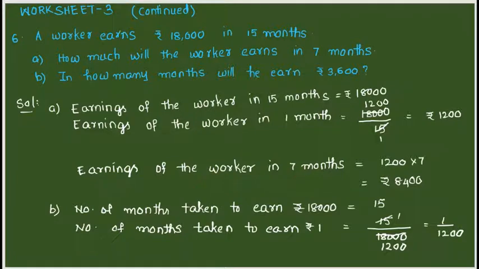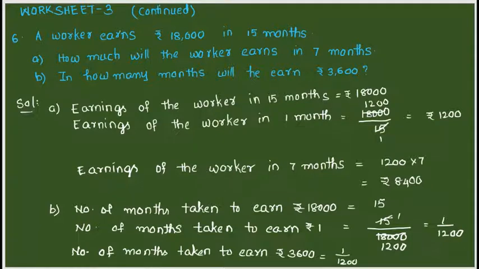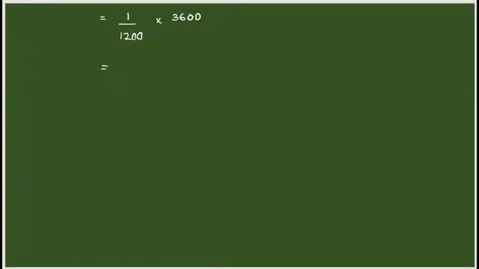Now we want to find how many months he will take to earn 3600. That means the number of months taken to earn 3600 equals the 1 by 1200 we got here, which should be multiplied by 3600. I am going to write it on another page, children. Okay, now here the denominator is ending with 2 zeros and 3600 is also ending with 2 zeros, so both are divisible by 100. So we are cancelling 2 zeros, meaning we are dividing by 100.